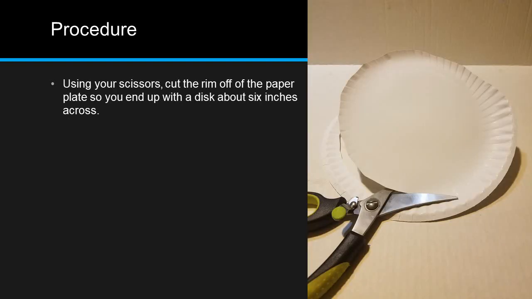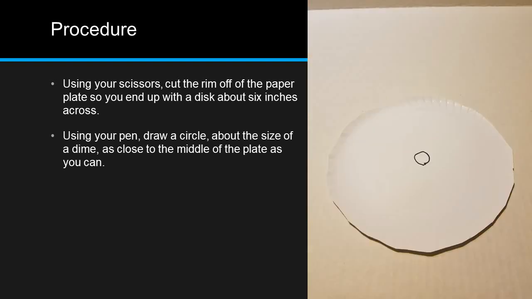Put this assembly aside, and using your scissors, cut the rim off of the paper plate so you end up with a disc about 6 inches across. Using your pen, draw a circle about the size of a dime as close to the middle of the paper plate as you can.